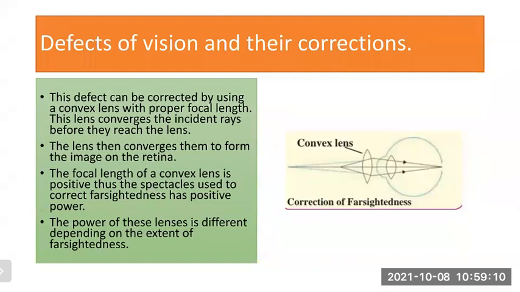Got it? And in case of myopia, we have seen that the concave lens is used, and it has the negative power. Here, in hypermetropia, convex lens is used. And the focal length of the convex lens is positive. And again, the power of these lenses is different depending on the extent of farsightedness. Got it? So this was about hypermetropia, or you can also call it farsightedness.